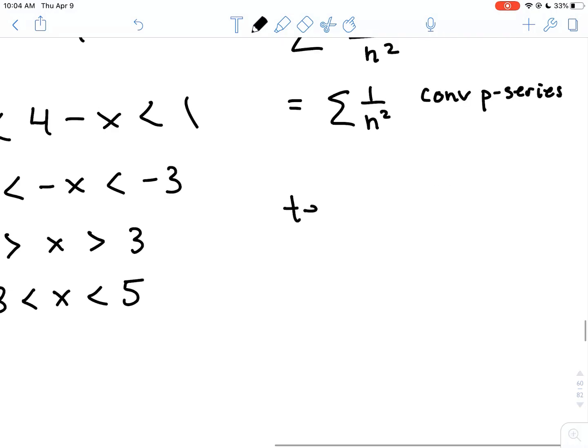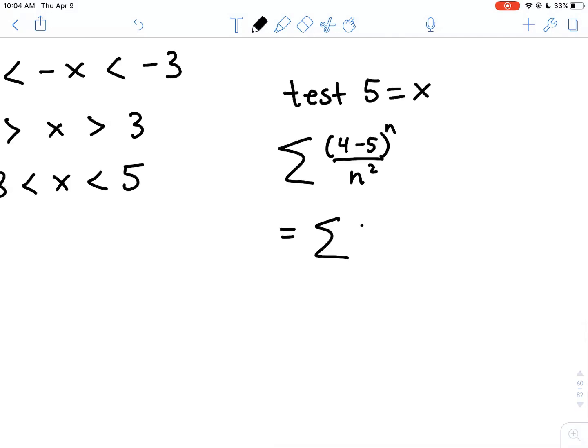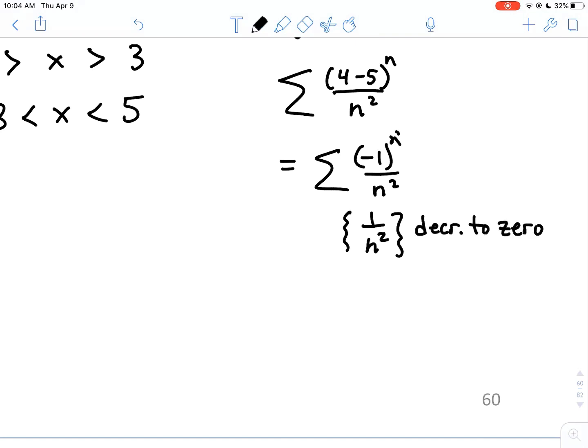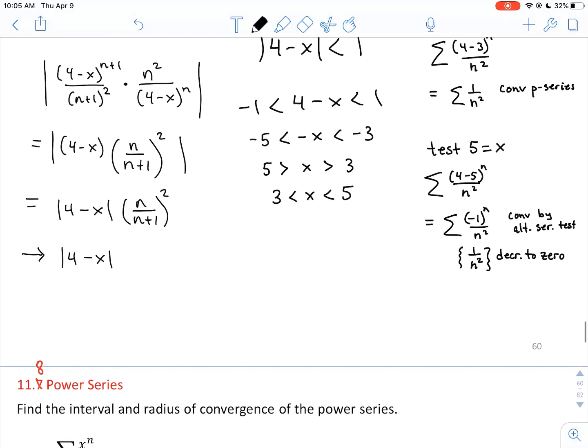Okay, let's test the other endpoint. Let's test 5 next. So rewrite the series, but change the x to a 5. This becomes an alternating series because that's a negative 1 inside there raised to the n over n squared. And if you just look at the sequence, 1 over n squared does decrease to 0. And if the sequence decreases to 0 and then you make it alternate and then you add them up, then you're always going to get a convergent series by the alternating series test. All right, so this particular series converges at either endpoint.